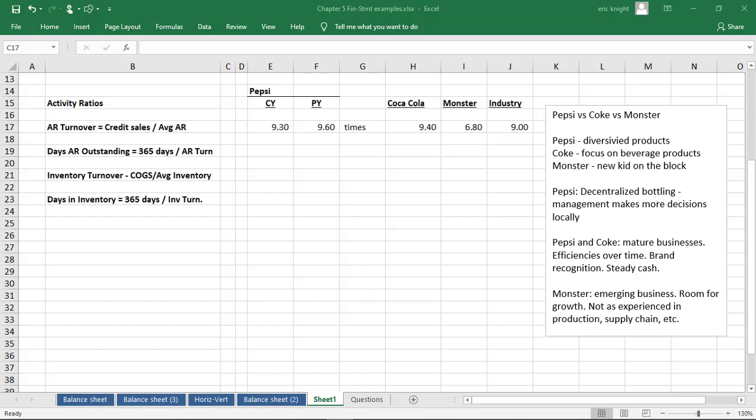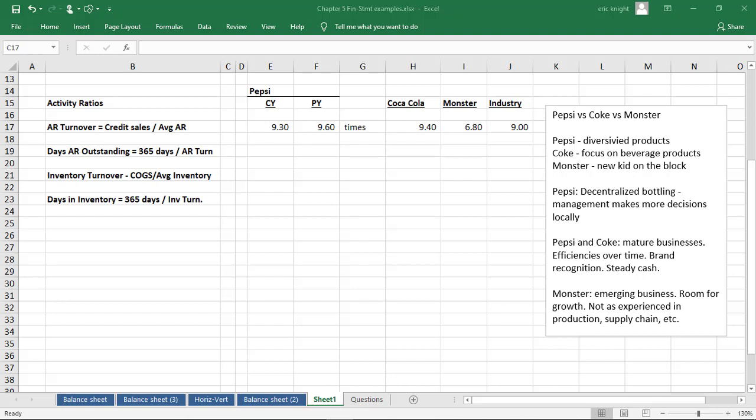That is definitely a key area for this type of industry. Management's ability to do this is very important. So the accounts receivable turnover ratio takes our credit sales, or whatever sales we're given on our financials.